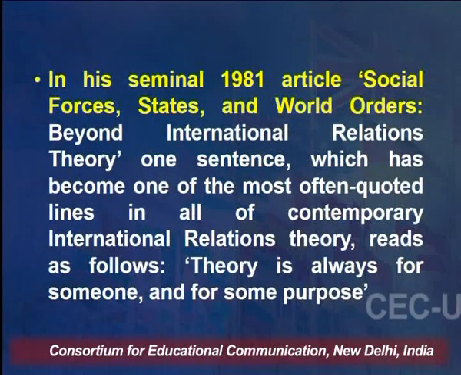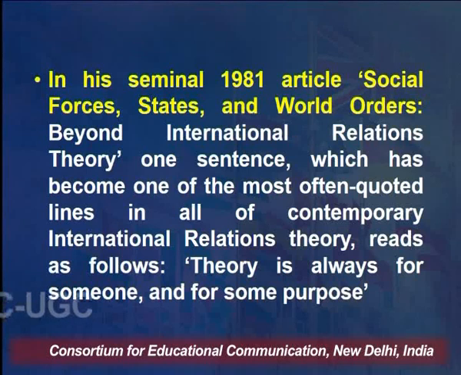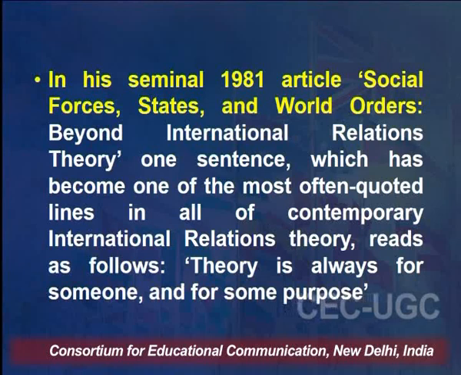In his seminal 1981 article, "Social Forces, State and World Orders: Beyond International Relations Theory," one sentence has become one of the most often quoted lines in all contemporary international relations theory. It reads: "Theory is always for someone and for some purpose." Here it means that theories are not objective, theories are not neutral, theories serve a purpose, theories have an objective, theories are built or constructed to serve that purpose. Right? So we should not believe that theories are neutral and based on some kind of neutral analysis.